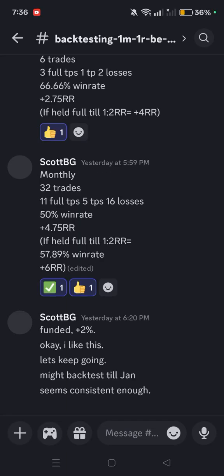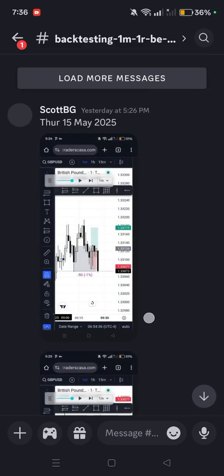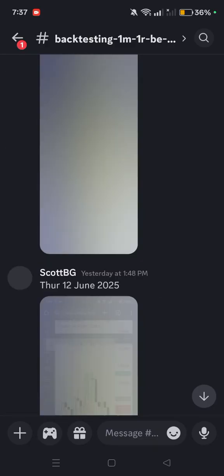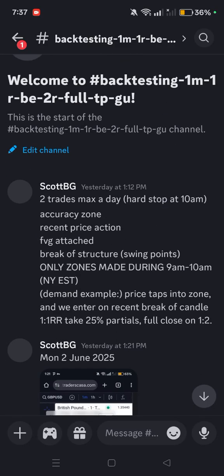I don't know anyone who would want to see these, but these are data. I've backtested this data. It's 2 trades a day maximum. 2 trades a day max. Hard stop at 10, meaning I will not even look. I will just close the charts exactly at 10 a.m.